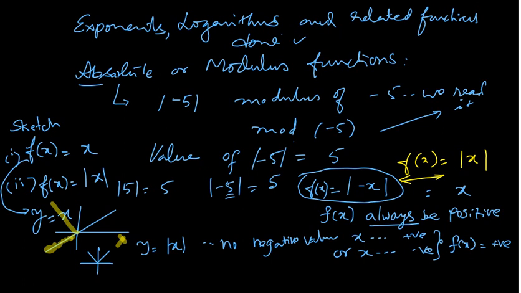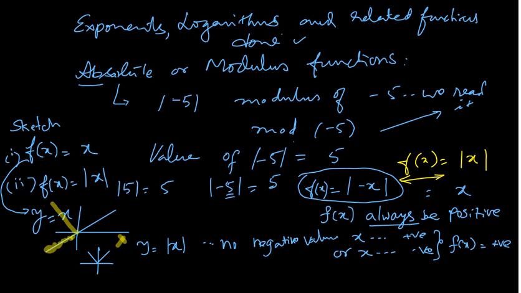So in general, if you write f of x is equal to mod x, this will have only the positive value. There is no negative value. Only positive value, meaning it is above the x-axis. There is nothing below the x-axis. So how do we visualize it?